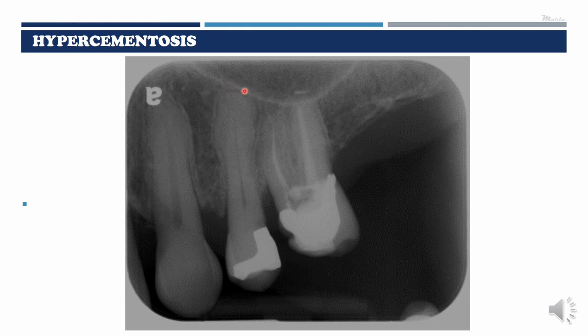Low-grade inflammation can also result in what we call hypercementosis. This is due to the excessive formation of cementum. It results in a bulbous enlargement of the surface of the tooth. The periodontal ligament space and lamina dura are intact, but will follow the enlarged curvature of the root surface.